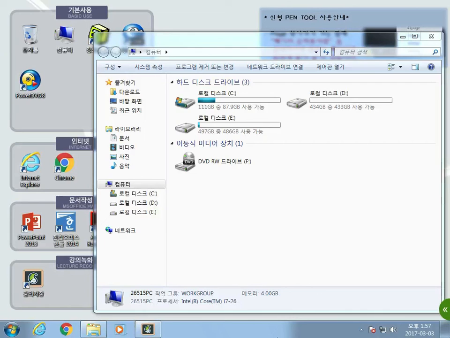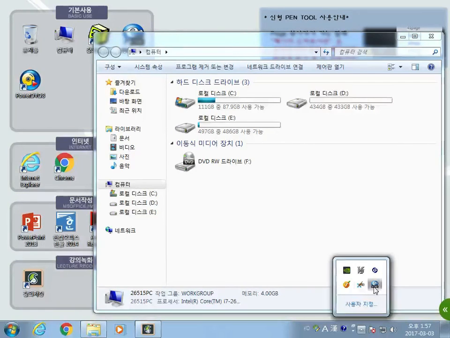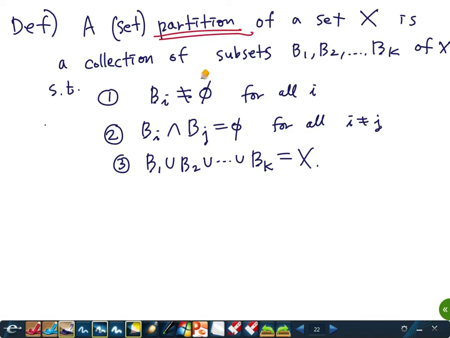So disk partition is something like this. And in that way, those 3 conditions are very natural when you do disk partition. They are recorded over here. And we want that kind of system. Nothing is empty, no intersection, and the whole thing makes the original set X. So that will be easy to remember if you think about partitioning your hard drive disk. Okay? Now, do you feel these are natural? More natural than before? If you still don't think this is natural, that's fine.